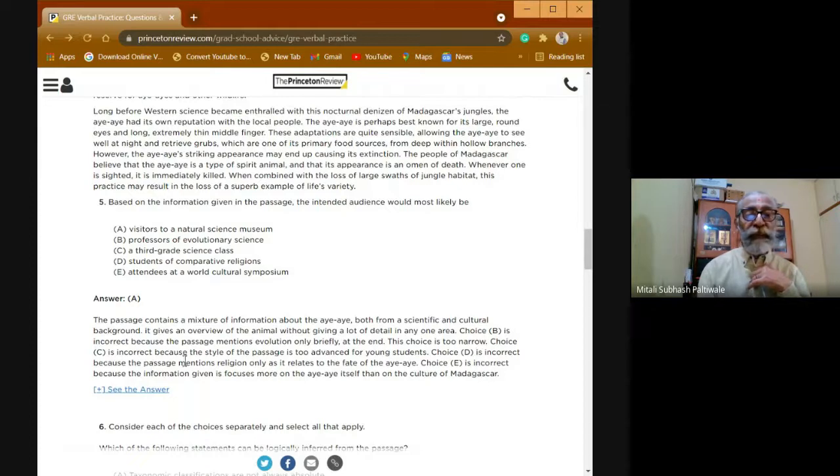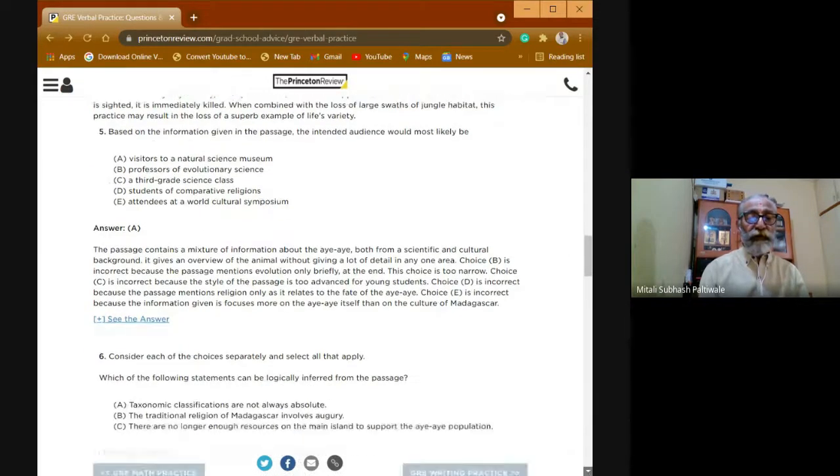Choice C is incorrect because the style of the passage is too advanced for young students. Choice D is incorrect because the passage mentions religion only as it relates to the fate of the animal. Choice E is incorrect because the information given focuses more on the animal itself than on the culture of Madagascar. Right? Now let us get into the next question.